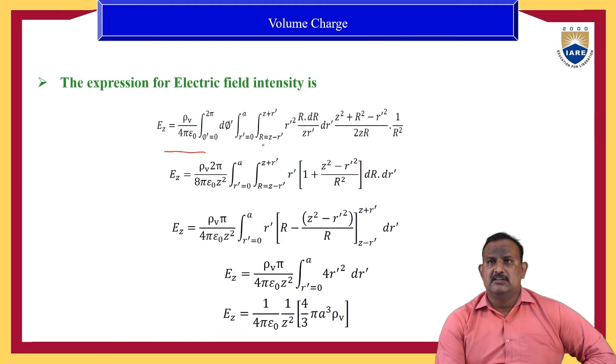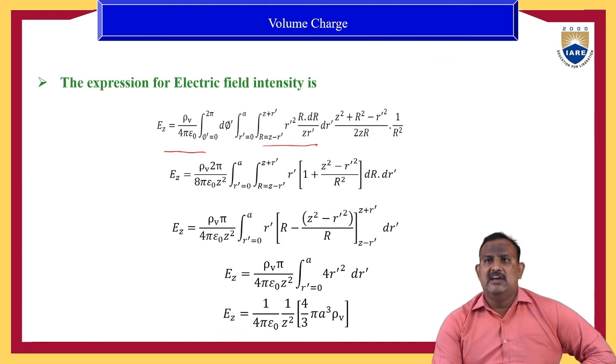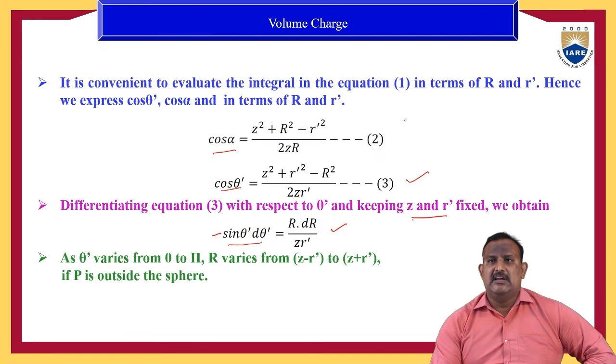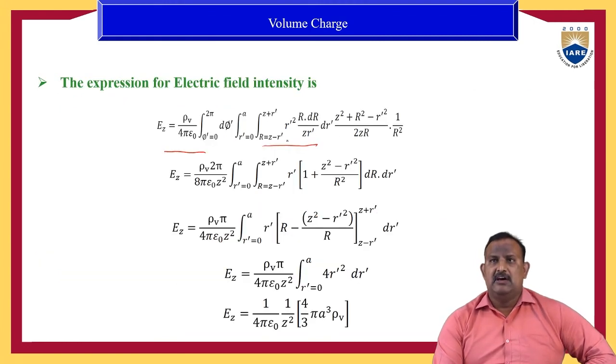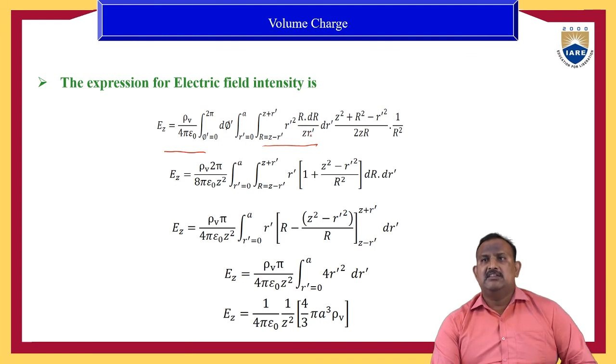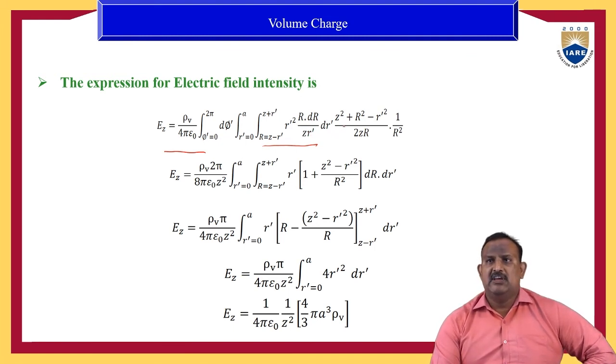Therefore, the equation becomes r' square into r into capital R into dr by zr'. In place of sin theta into d theta, we can write capital R into dr by zr'. Therefore, the equation becomes r' square into r into dr by zr' into dr'. So here it is z square plus r square minus r' square by 2 into zr into 1 by r square. We need to simplify this equation. Here r' is there, r is there, and the r's cancel each other. Then we have 2z, z square.